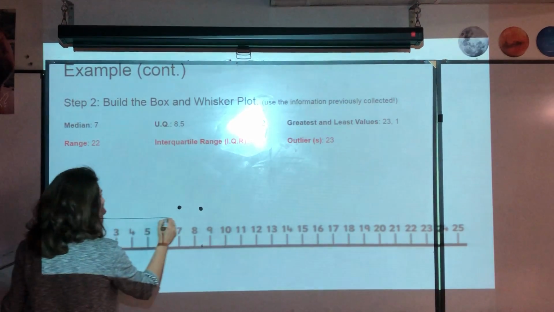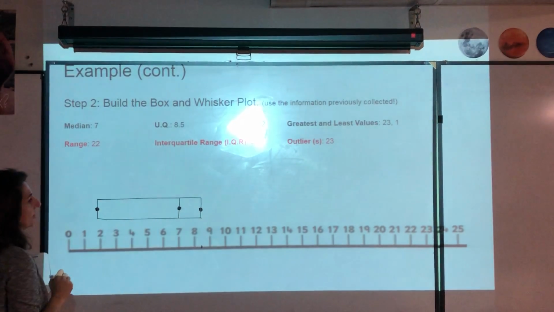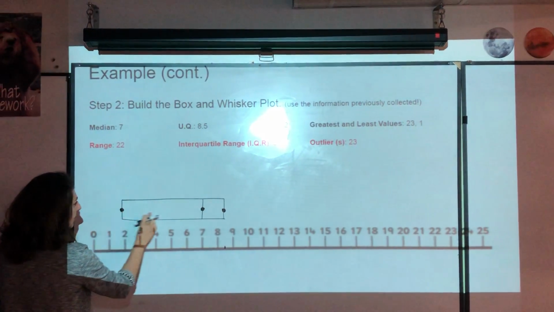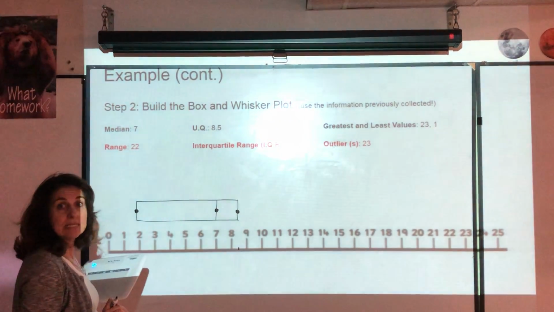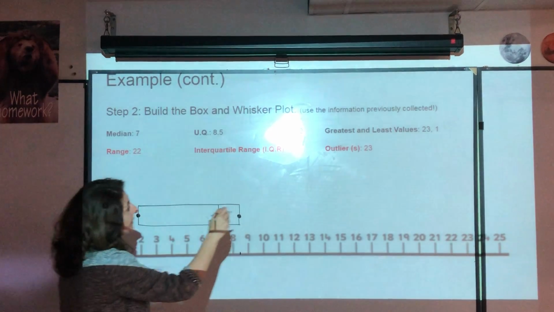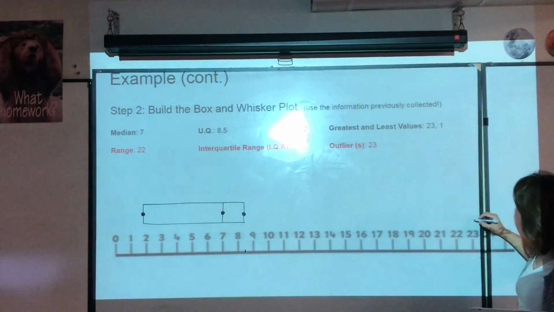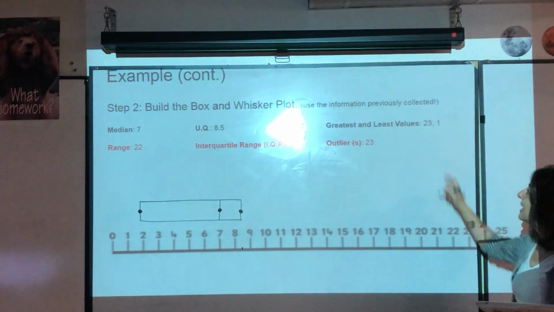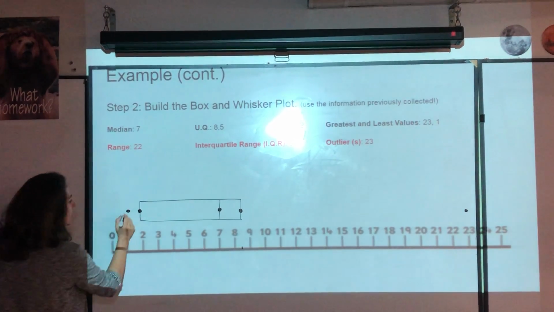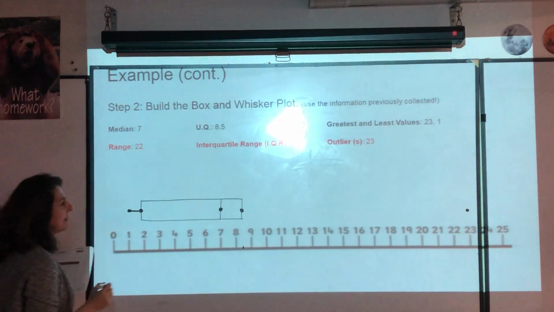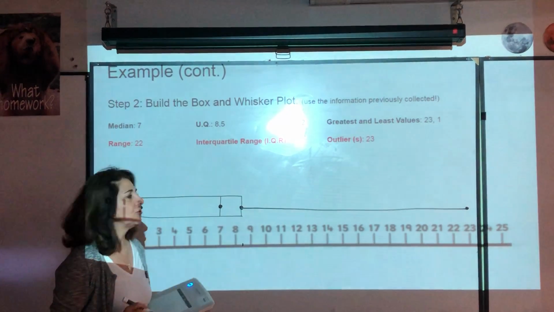I draw a box right here. So you see that the majority of the information is here, and just a little bit of the information is over there. But now I need my greatest and my least values. 23 right over here, and 1 is right here. So look, this is my whisker, and look at this one, all the way to 23.